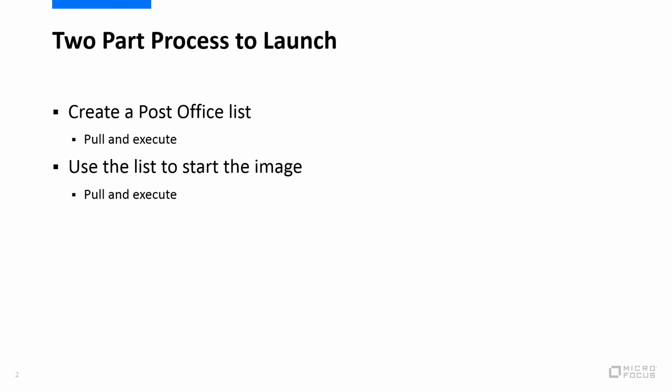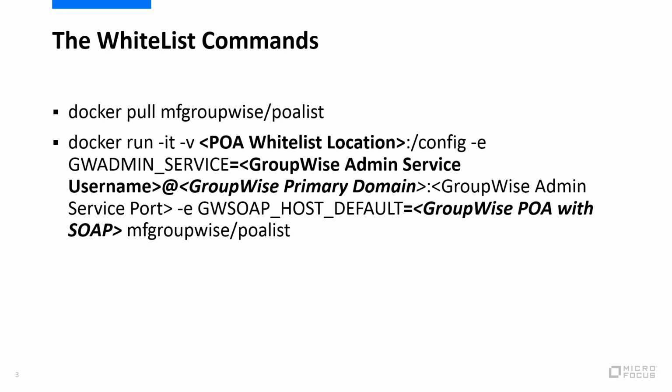The first step creates a file that lists all of your post offices so that the web server knows how to track down mail items for your users. The first one is a one-time event, but you would need to run it a second time if you ever, say, added another post office to your system. The second part is the actual launch of the containerized software. It uses the whitelist created in step one, as well as a number of other command line arguments, to connect to your GroupWise system and also spins up the web server to handle the browser connections that will come from your users.